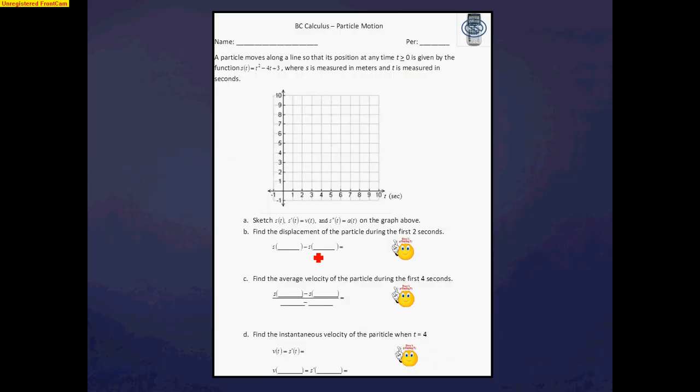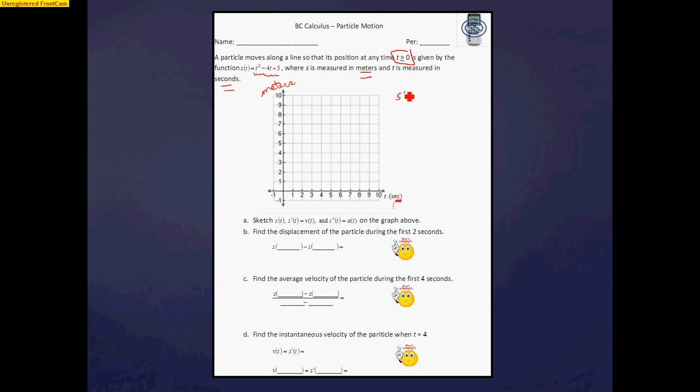So the handout for practice looks like this. A particle moves along a line so that its position at any time t greater than 0 is given by this function. Oh, it's quadratic, where s is measured in meters and t is measured in seconds. So sketch the original, the first derivative, which is velocity, and the second derivative, which is acceleration.